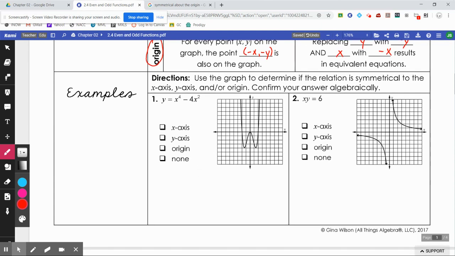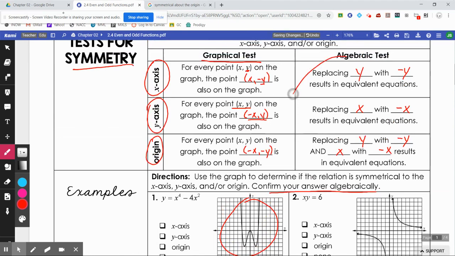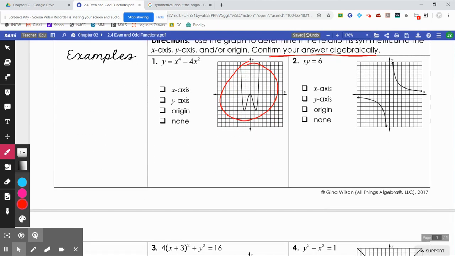Okay, the first example says, directions: use the graph here to determine the relationship that we think is happening. Does it have line symmetry? Does it have rotational symmetry? So we're going to test it by looking at the graph, and then we're going to confirm it algebraically. We're going to confirm it with one of these tests over here. So looking at this graph, it looks like it's mirror images across the y-axis. So I believe we have y-axis symmetry here.